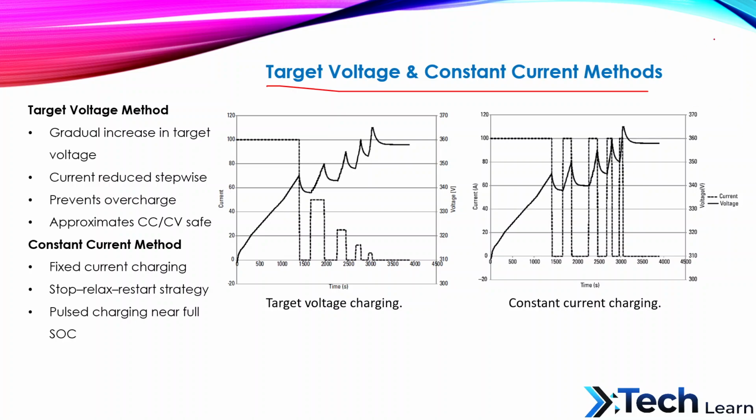Here we can see the graph. This graph illustrates target voltage charging and constant current charging. We can notice the current pulses shorten and the relaxation period increases as full charge approaches. These strategies approximate CCCV safely in large battery packs.